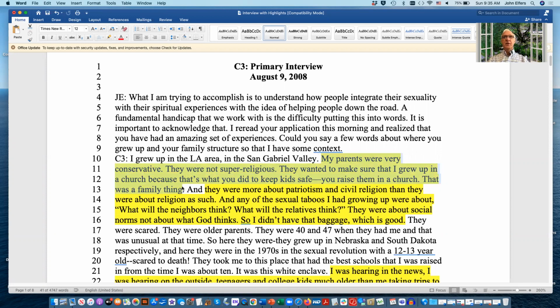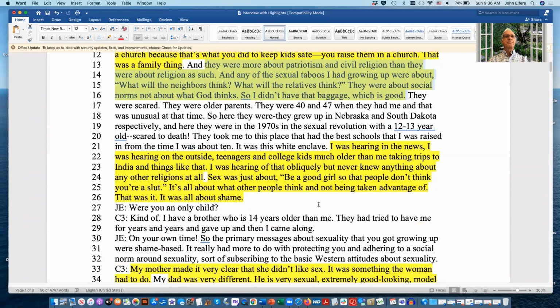I haven't done the whole paragraph, you'll notice, because this next one seemed to be a different meaning unit to me. They were more about patriotism and civil religion than they were about religion as such. Okay, that's a qualification. I want to keep this separate. And any of the sexual taboos I had growing up were about, what will the neighbors think? What will the relatives think? Okay, so this seems to be a second meaning unit.